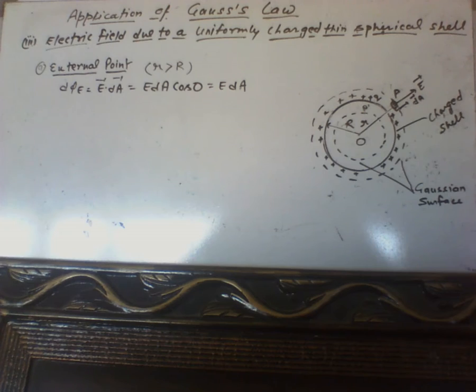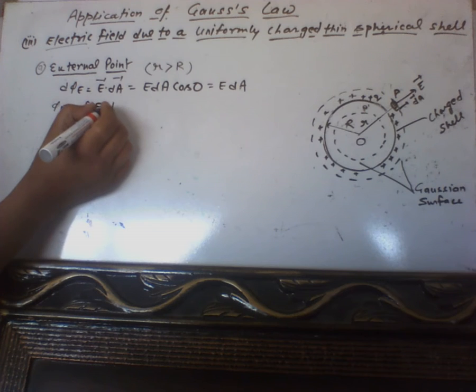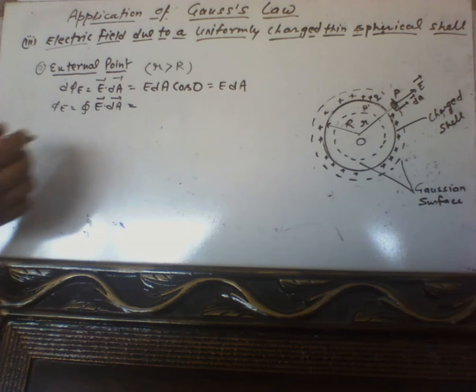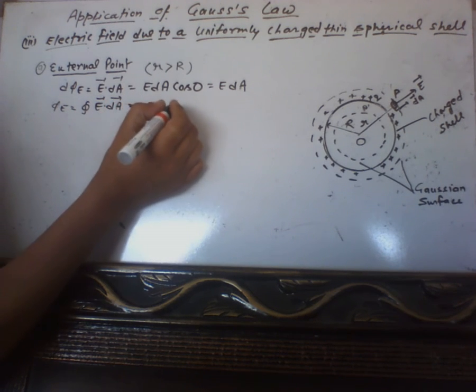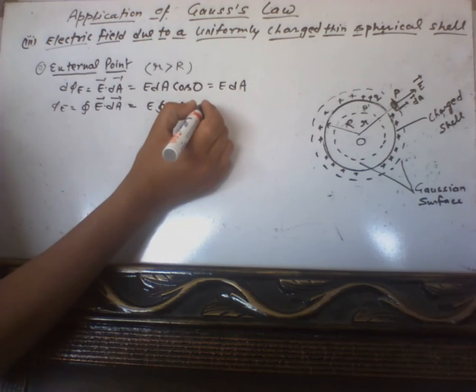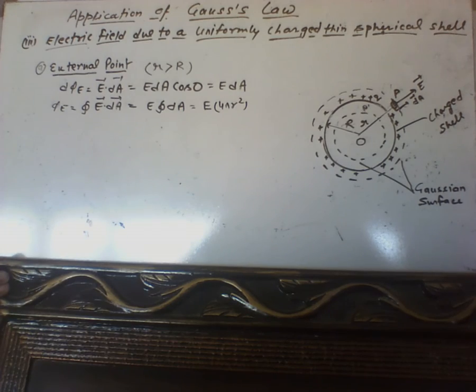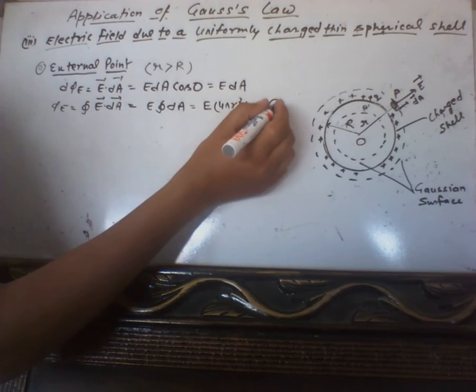Now the total flux emerging out from this spherical surface can be calculated with the help of integration. So phi E is equal to integration E dot dA, or E integration dA. Now we know that the surface area of a sphere is 4 pi r square, so it can be written as E into 4 pi r square. Equation number 1.